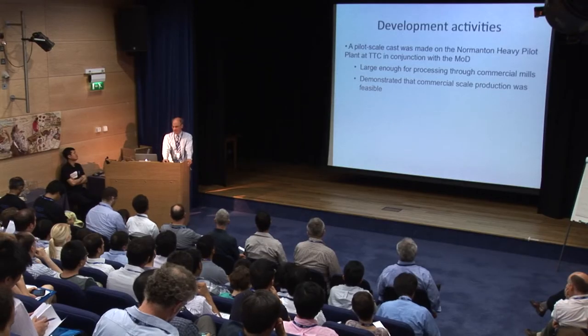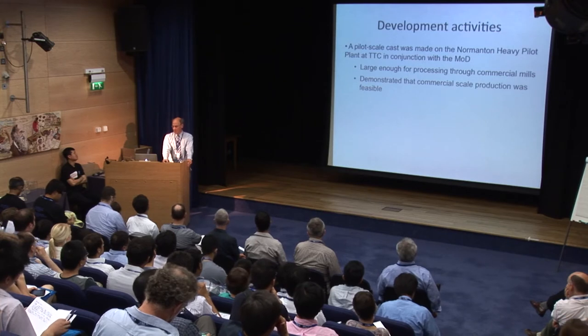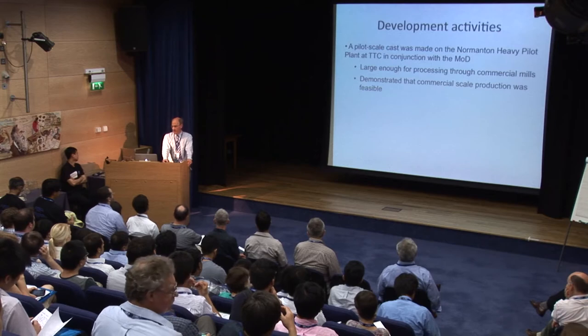So you have to have a full-size cast to be able to do that. This cast enabled that to be done, and it demonstrated that commercial scale production was feasible. The ingot could be rolled to narrow slab and then to narrow strip, and this gave confidence that such a steel could be processed through a commercial mill and that it would have the properties required of an armour steel.